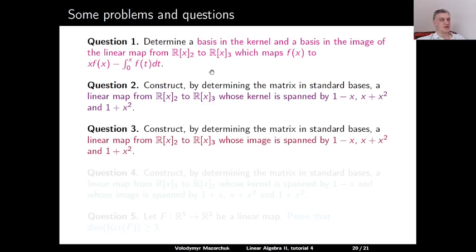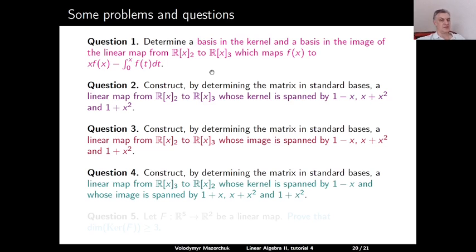3. Construct, again by determining the matrix in the standard basis, a linear map from R[x]_2 to R[x]_3 whose image is spanned by the elements 1 minus x, x plus x squared, and 1 plus x squared. Question 4. Construct, by determining the matrix in the standard basis, a linear map from R[x]_3 to R[x]_2 whose kernel is spanned by 1 minus x, and whose image is spanned by 1 plus x plus x squared, and 1 plus x squared. And finally, question 5.